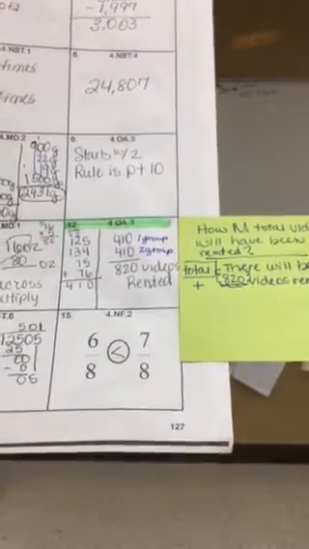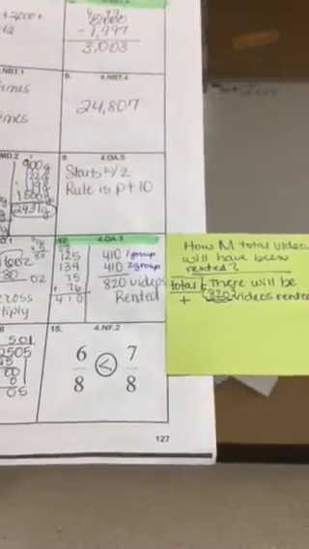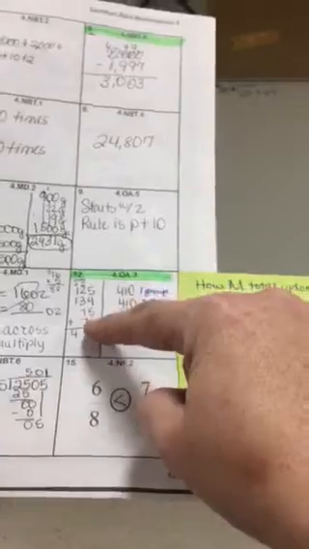So what they had in this question was given like Monday, Tuesday, Wednesday, Thursday.